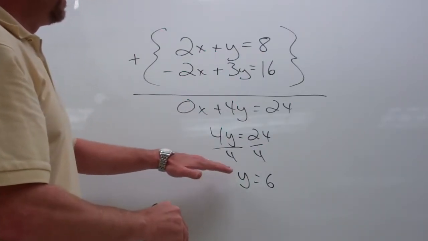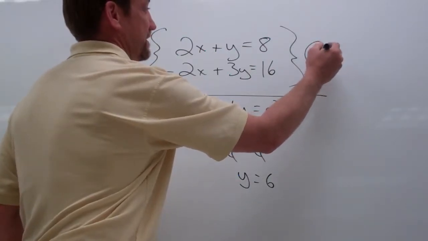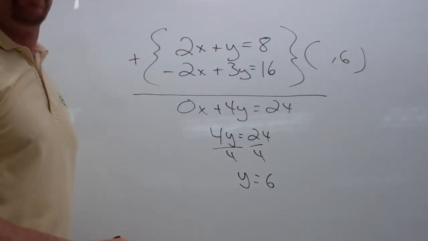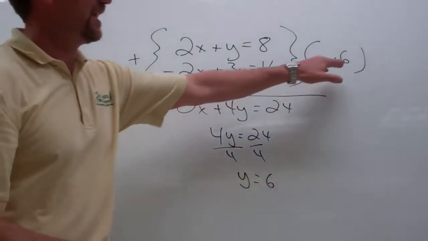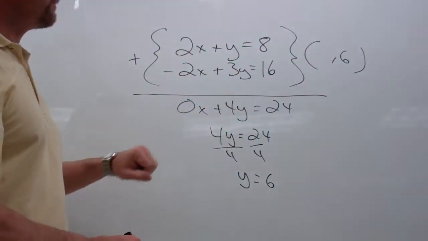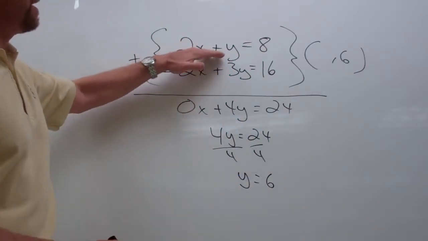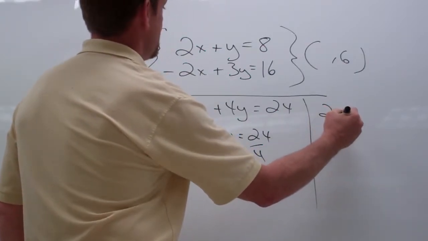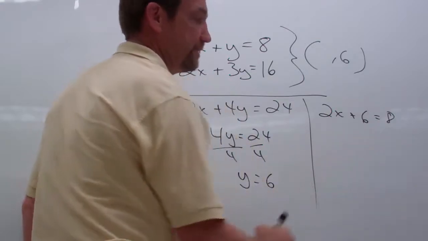So now we know in the ordered pair that would satisfy this system of equations, the y value would be 6. And just like when we solve by substitution, now that we know that the y value is 6, we can plug 6 in for y into either equation and solve for x. So let's go with the top equation here, and we'll say 2 times x plus 6 equals 8.